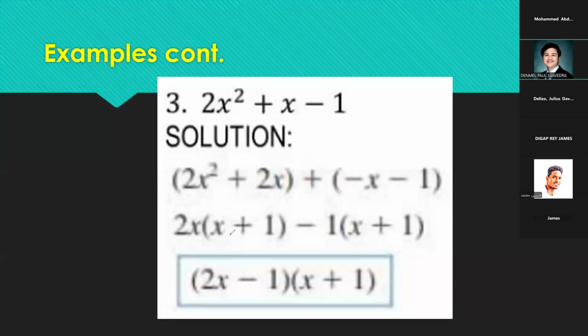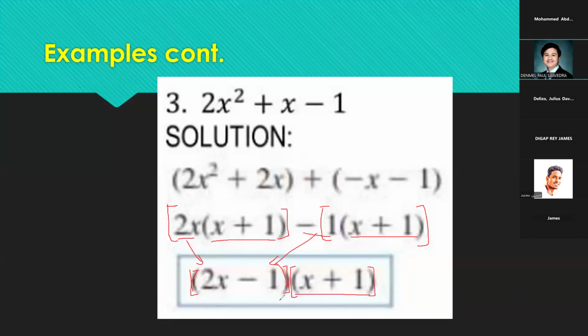Okay, and notice that we can actually factor out the x plus 1 for each expression in here. We can factor out x plus 1, which will give us this one. It's just that the x plus 1 was at the right side. x plus 1, and then the remaining is 2x minus 1, which is now this one, 2x minus 1. And then our factor, which is x plus 1.